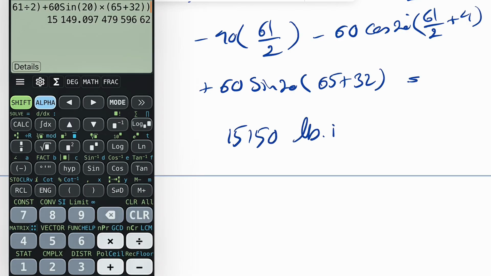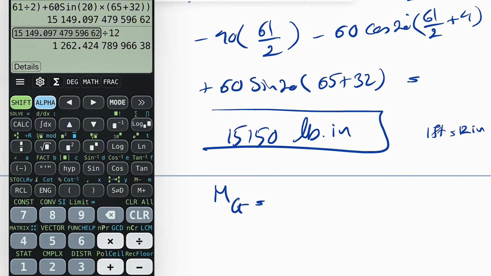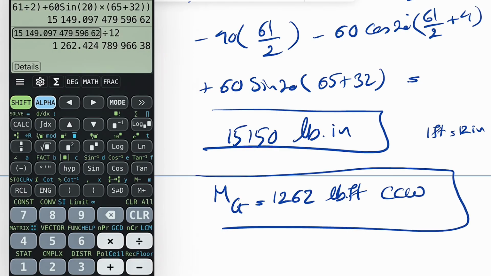15,150 pound inch. And if you want to convert it to pound foot, we know 1 foot is 12 inches, and we're just going to divide this by 12. So the moment about G is going to be 1262 pound foot, and it's going to be counterclockwise.